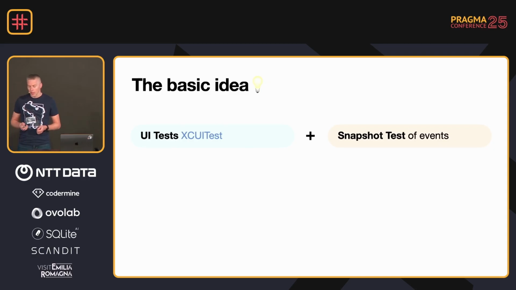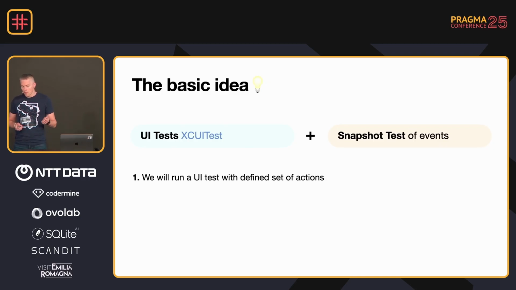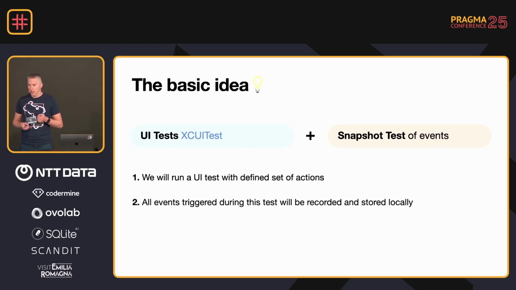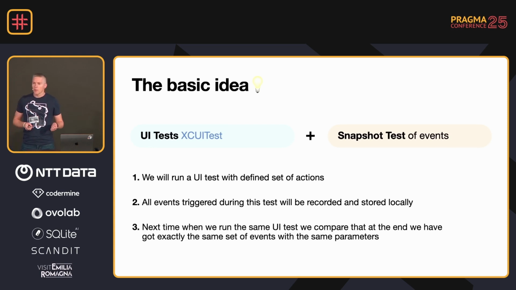And what if we combine together XCUITest for running a set of interactions and snapshot testing for events which happen during those interactions? So we run XCUITest with a defined set of actions. We gather all triggered events and save them to some persistent storage. And then next time when we run the test, we compare our snapshot to the newly generated one. Sounds doable. The biggest challenge is this small plus in between.